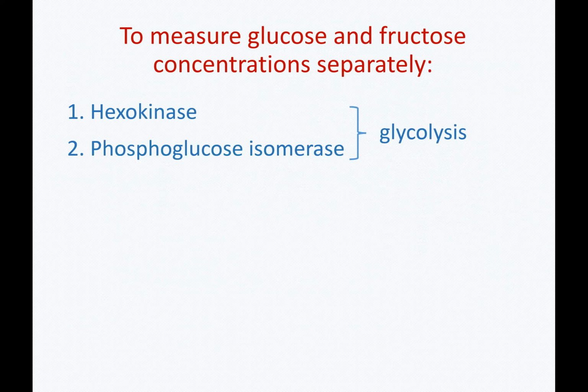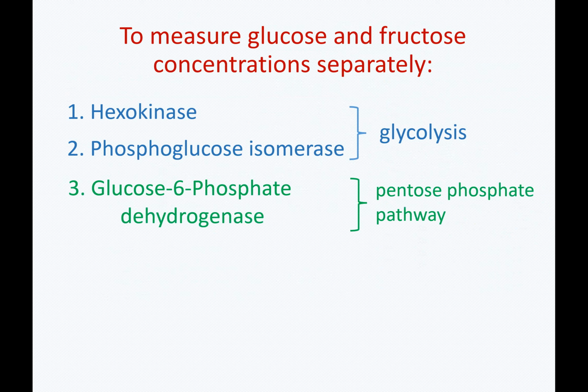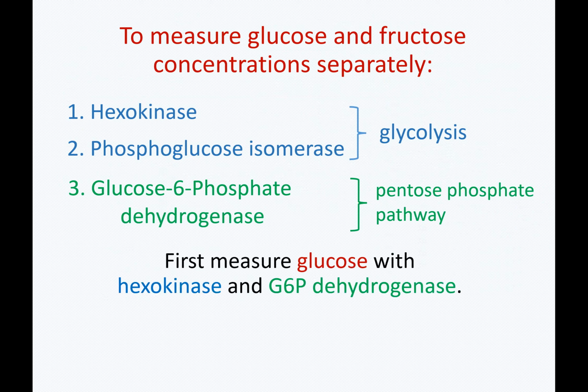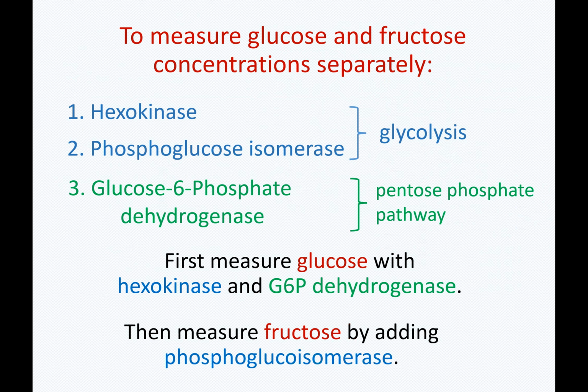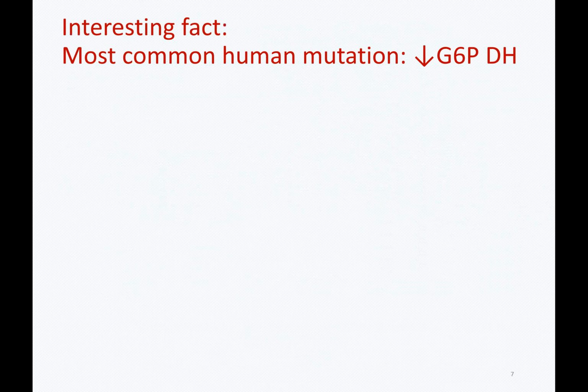To measure glucose and fructose separately, what we're going to do is take two enzymes from the glycolysis pathway, hexokinase and phosphoglucose isomerase, and one from the pentose phosphate pathway, glucose 6-phosphate dehydrogenase. First, we will measure glucose with hexokinase and G6P dehydrogenase. When all the glucose is used up, we'll measure fructose by adding phosphoglucose isomerase.